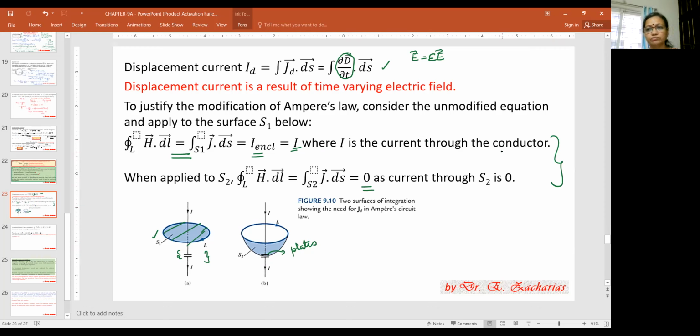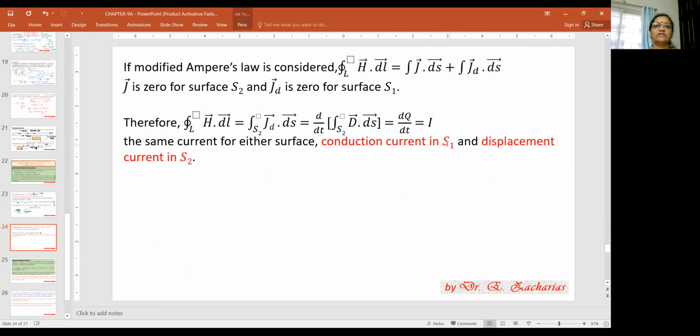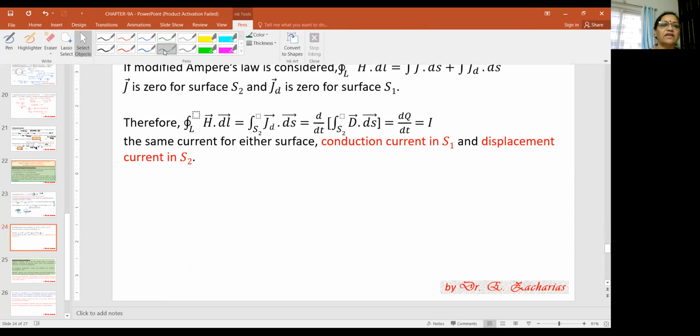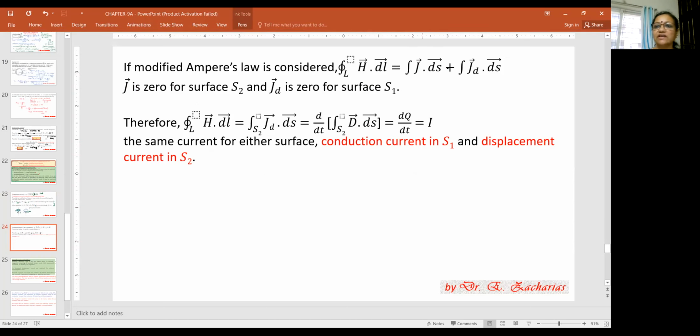Now, how do you rectify this anomaly? For that, we will modify Ampere's law. When you modify Ampere's law, you write the left-hand side as integral H dot dl, and the right-hand side you are now not going to leave as just J dot ds. We had modified it and written J plus JD, remember, so it will be integral J dot ds plus integral JD dot ds.